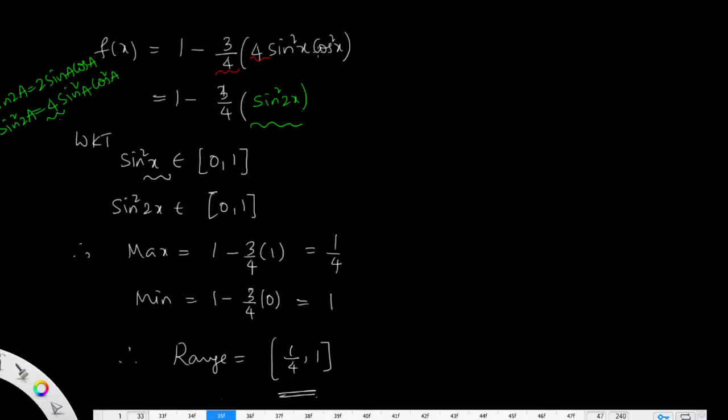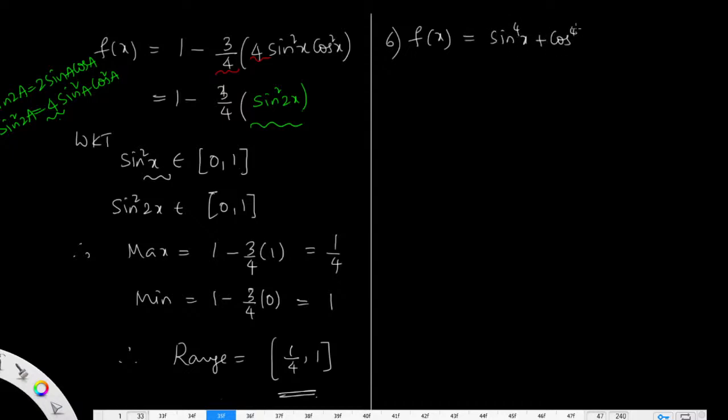In the same process you can solve this. Sixth one: f of x equals sin power 4x plus cos power 4x. Find the range of the function. This is the formula you have to revise.